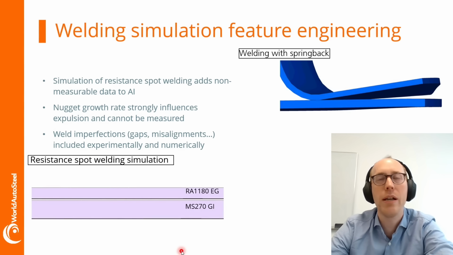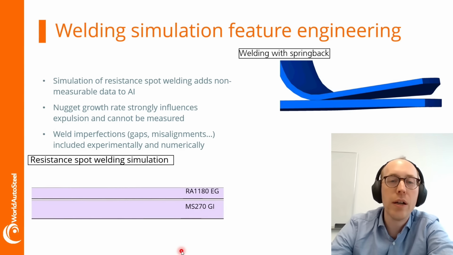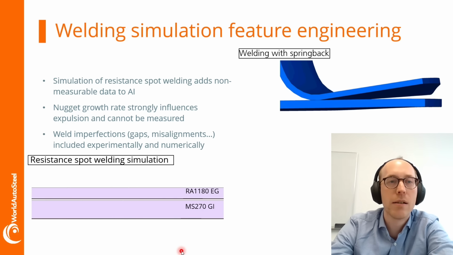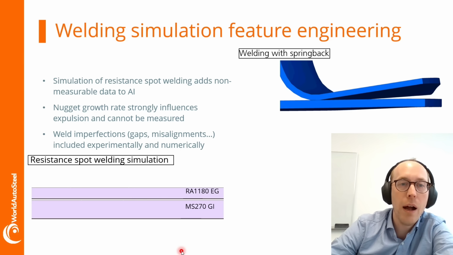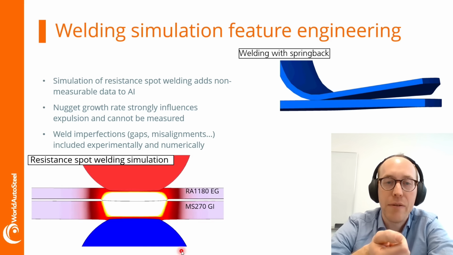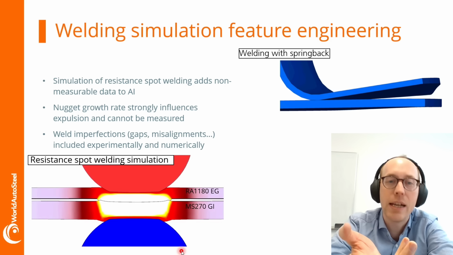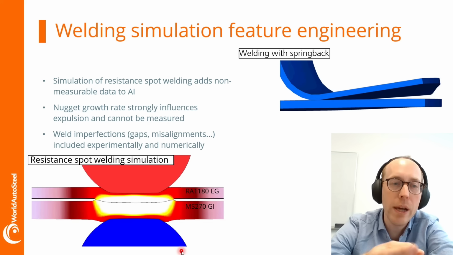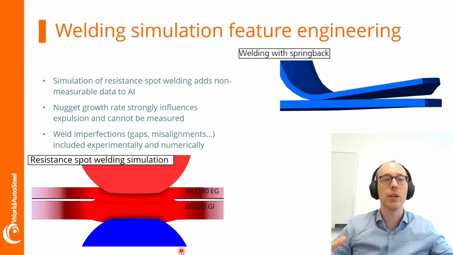Some feature engineering information. Here, something from the simulation. The simulation helps us to enrich the AI data and make it more valid, basically, by adding the nugget growth to the model. Here we have a simulation of our stack-up, an RA1180 AHSS and MS270 deep drawing steel. You can see the nugget growing, and you can also see the speed at which the nugget grows.